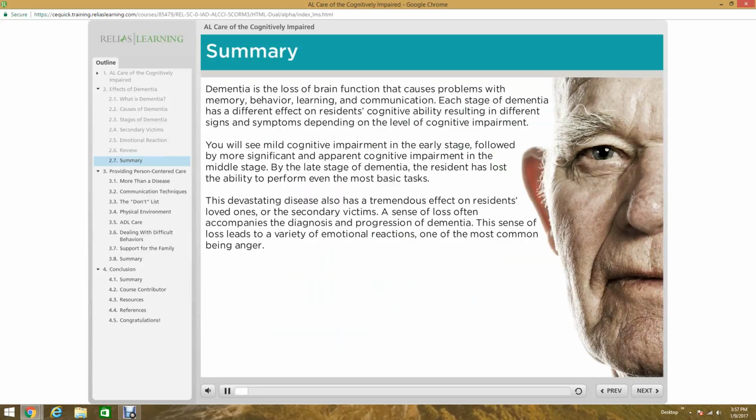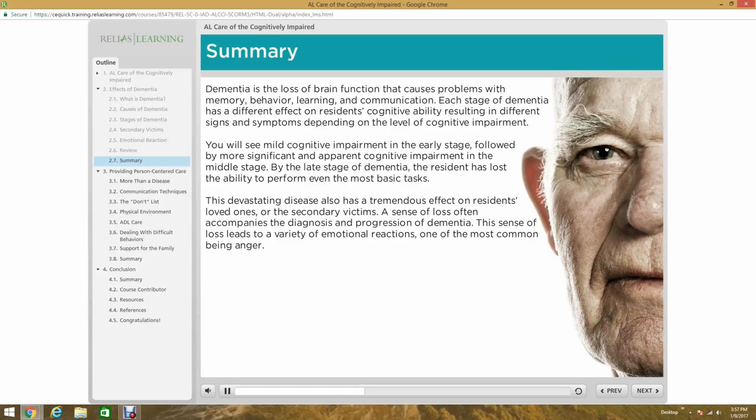Summary. Dementia is the loss of brain function that causes problems with memory, behavior, learning, and communication. Each stage of dementia has a different effect on residents' cognitive ability, resulting in different signs and symptoms, depending on the level of cognitive impairment.